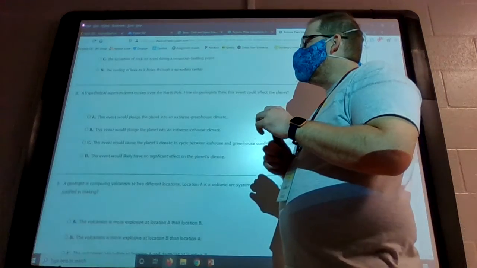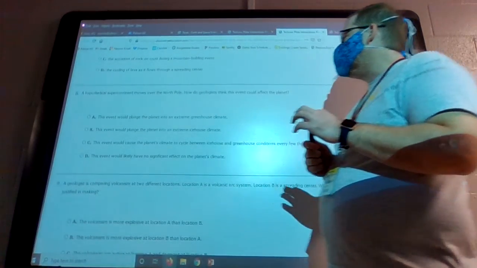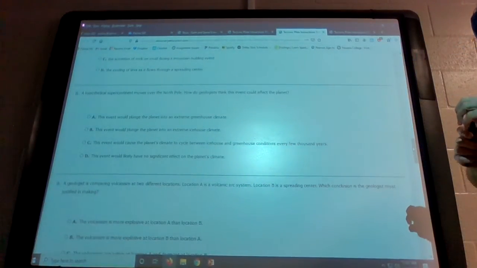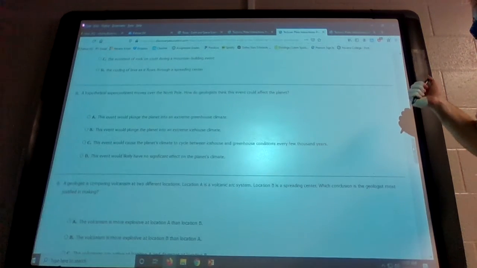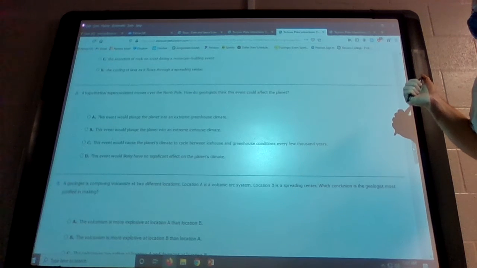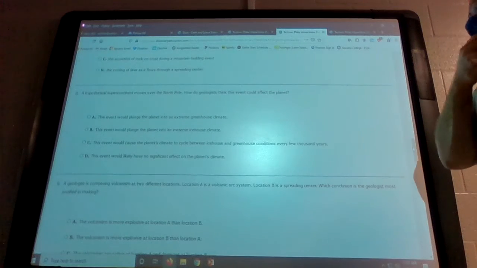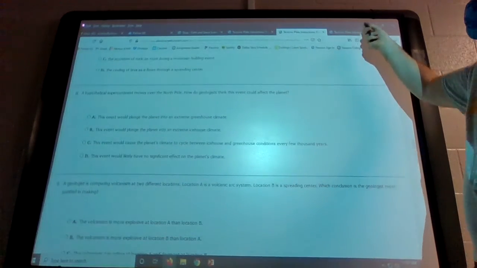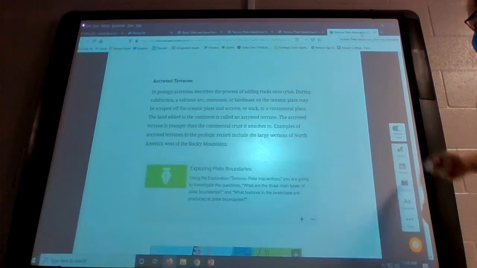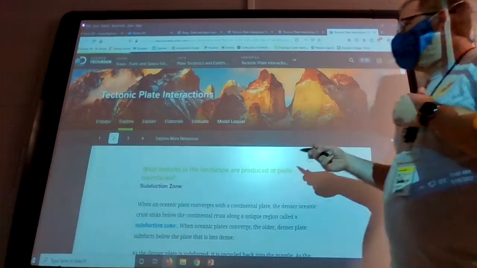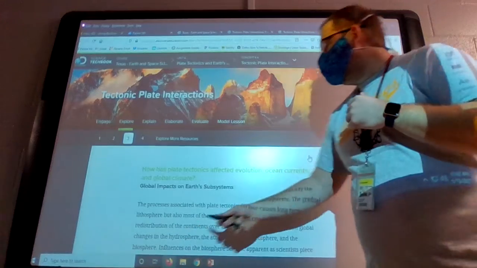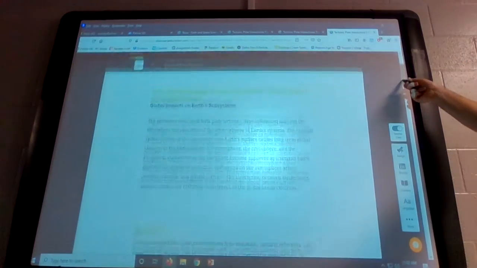Number 8, hypothetical supercontinent moves over the North Pole. How do geologists think this event could affect the planet with a supercontinent over the North Pole? Yeah, I don't know. Supercontinent over the North Pole. I don't know what that would do. That's probably going to be on the last page here, if they have an explanation for that at all. Let's see. Maybe it's on the third page.